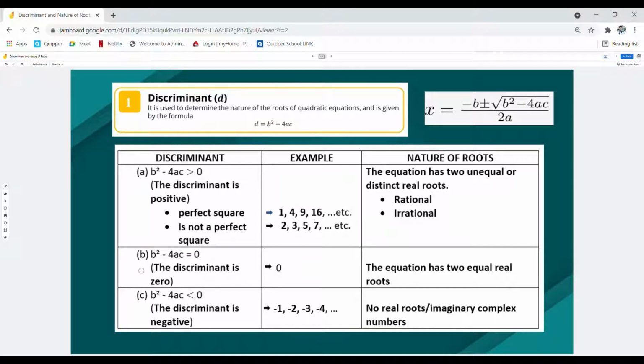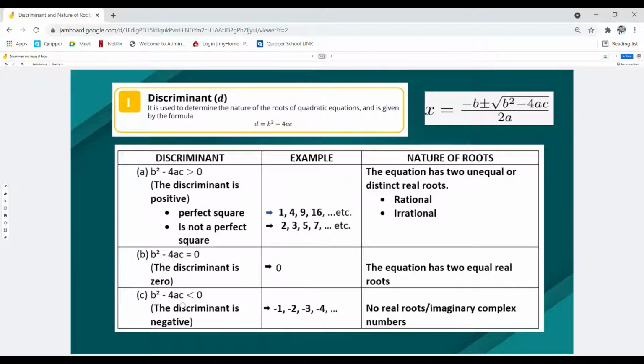Let's proceed to second condition. Upon solving the discriminant b squared minus 4ac, it's equal to 0. Alright, it's equal to 0, so the value is 0 upon solving it. So you can tell that the equation has two equal real roots. Again, has two equal real roots. Okay, so that's the nature.